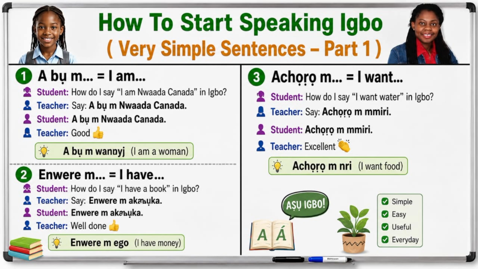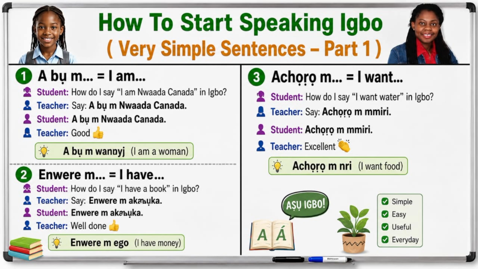Third one. Achọrọ. I want. Ada, how do I say I want water in Igbo? Teacher, say achọrọ mmiri. Ada, achọrọ mmiri. Teacher, excellent. More examples. Achọrọ nri. I want food.